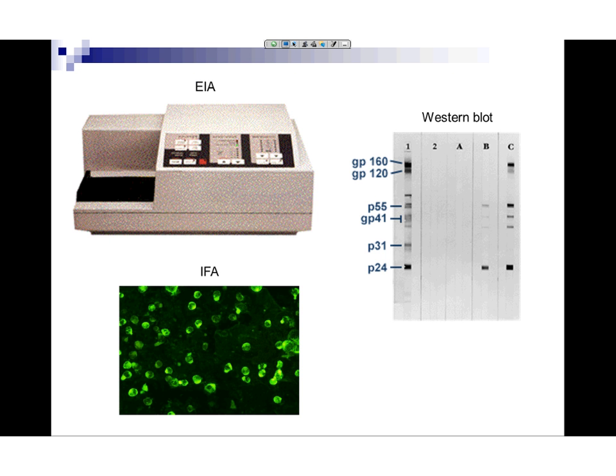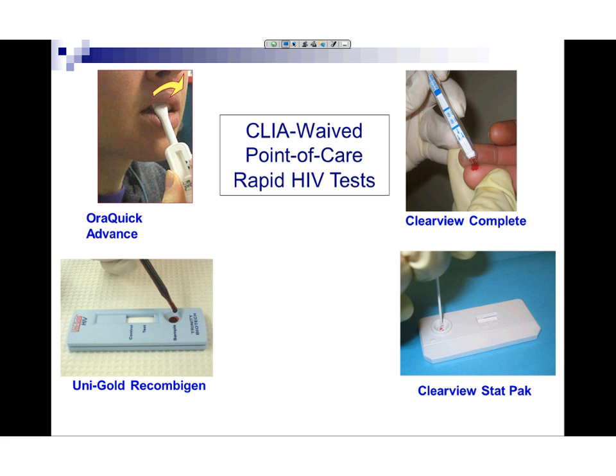As I mentioned, the original EIA was the first generation test. The Western Blot and the IFA, which have long been the confirmatory tests, are also first generation tests. They only pick up IgG antibodies. They're based on proteins from the whole virus, and so they will detect infection later than most of the tests that are currently being used as the initial tests for HIV.